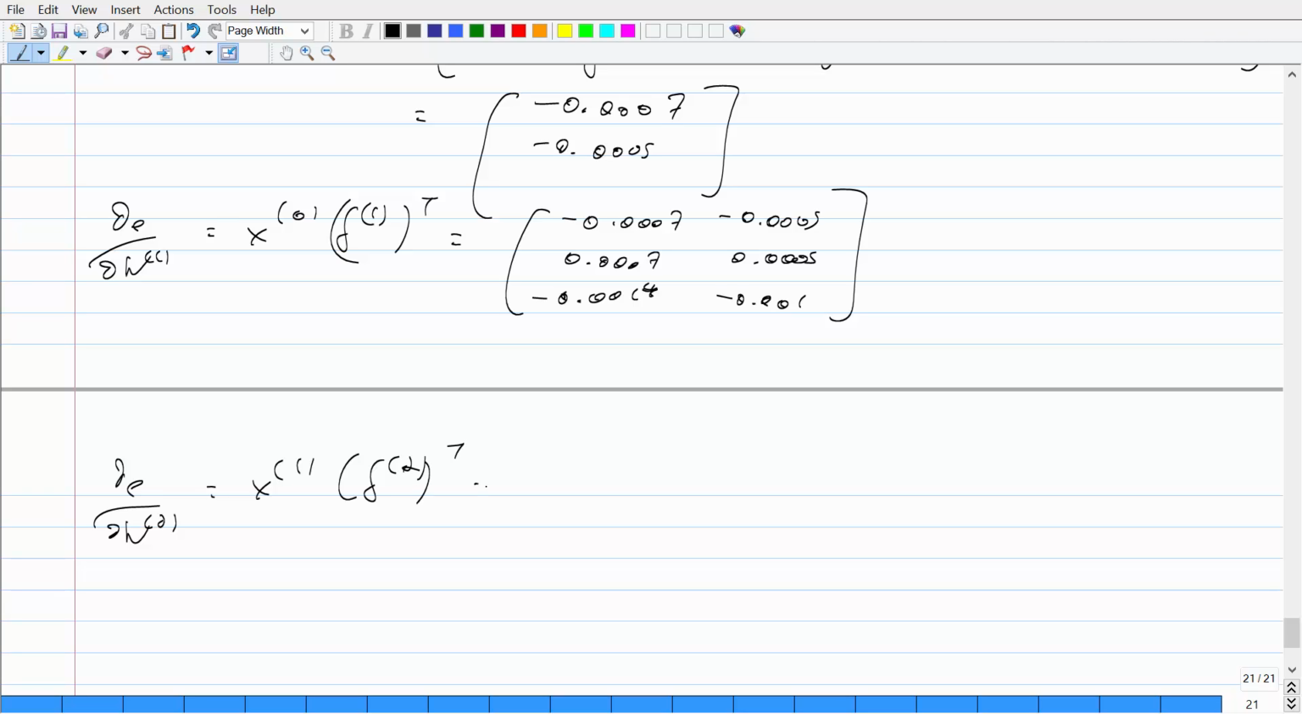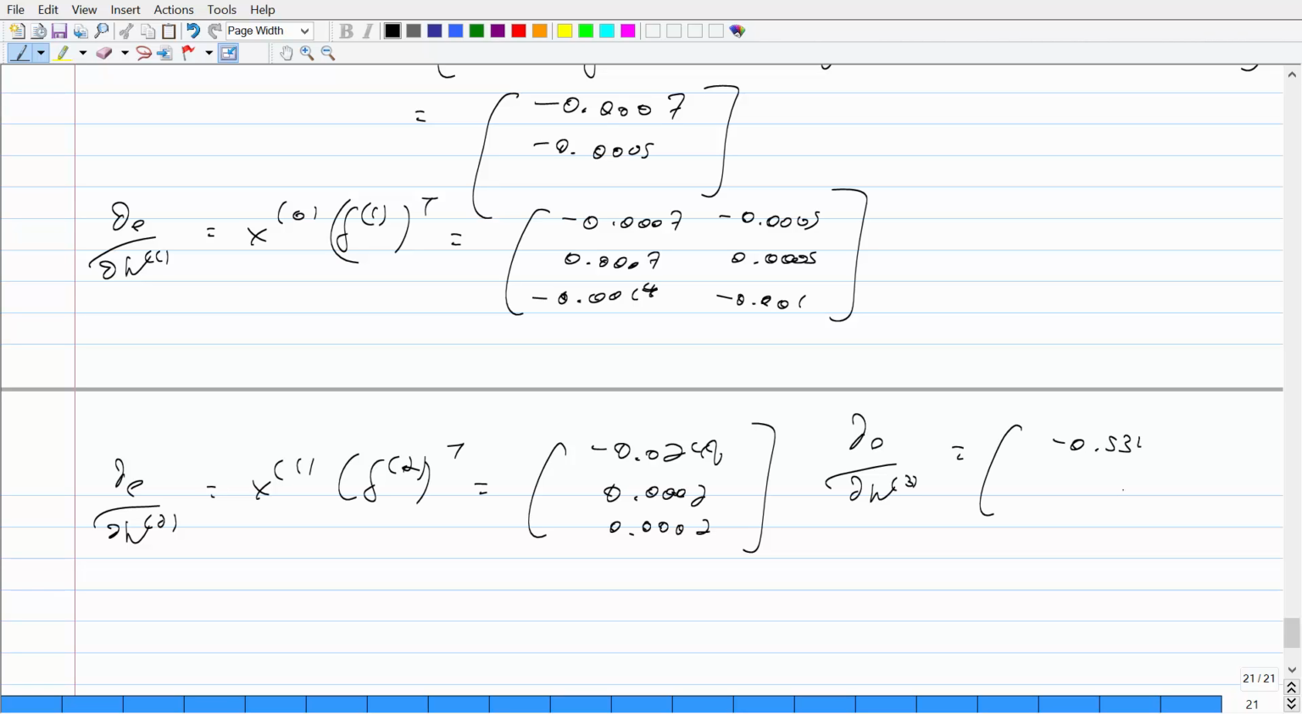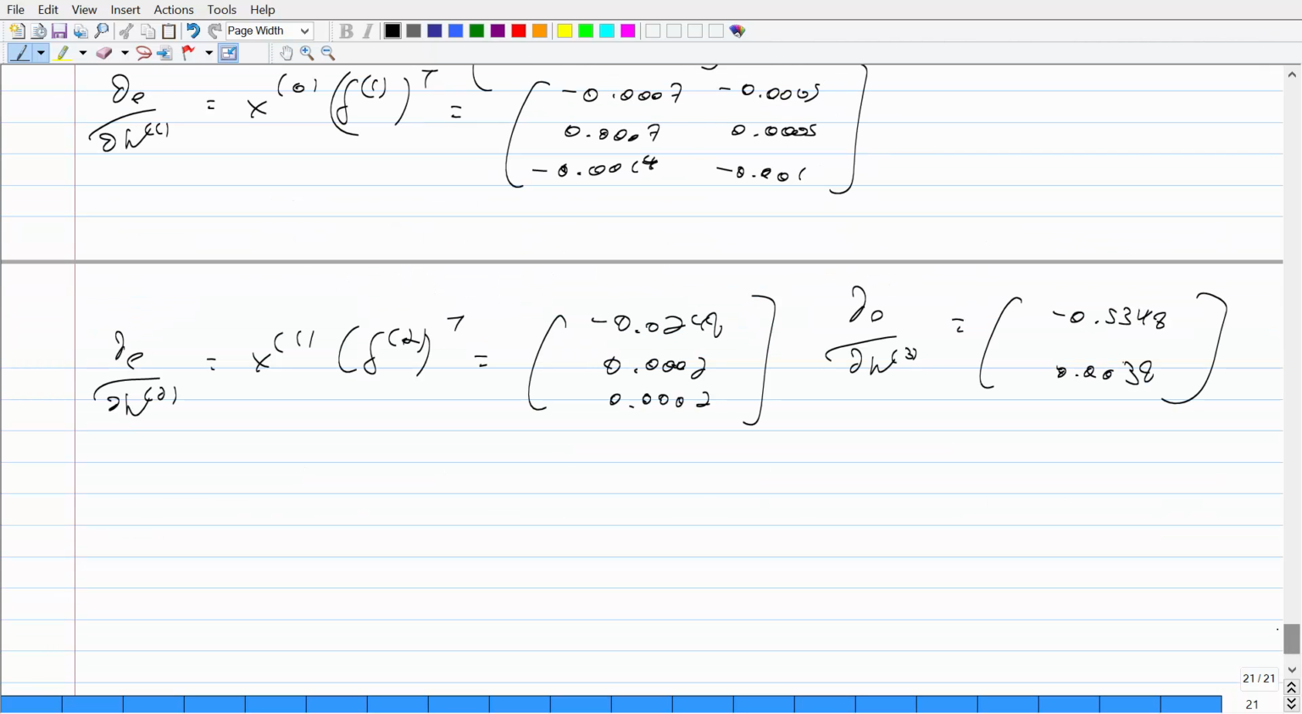Okay, so when you calculate this one, this is equal to minus 0.0248, and this is 0.0002, 0.0002 again. Okay, and finally you're going to do it for the last one, which is 0.5348 and 0.0038. Okay. All right, so those are the gradients.